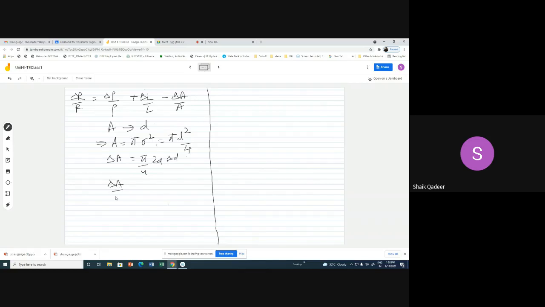So delta A by A we can write as pi by 4 into 2d delta d divided by A, which is equal to pi r square, that is d square by 4. Then delta A by A will become 2 delta d divided by d. Is it okay?